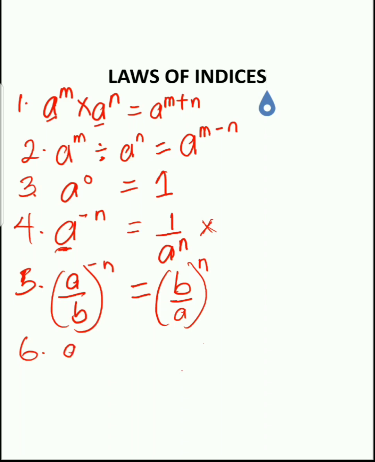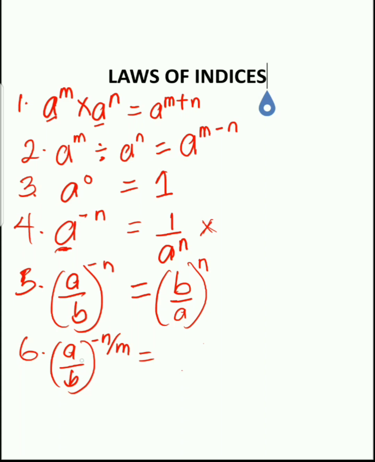For instance, (a over b) all raised to the power of minus n over m. The base is a fraction. The power is also a fraction. But the power here is a negative fraction. Whenever the base is a fraction and the power is negative, to make the power positive, you invert the base.